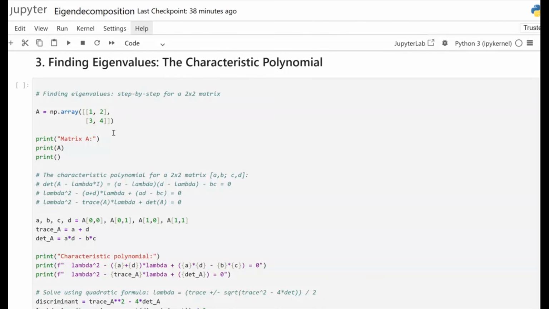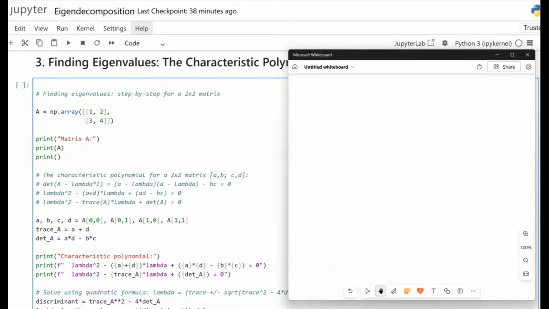Each building on concepts from the earlier sessions. So this is one of the most elegant derivations in linear algebra. So yes, kindly just observe. Let me start with step 1. Start with an eigenvalue equation, that is Av, which is equal to lambda v.